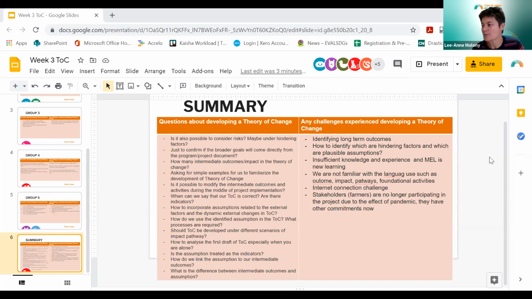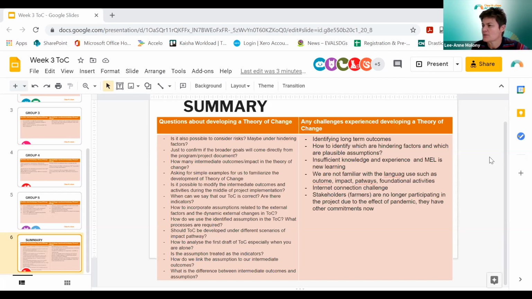How many intermediate outcomes or impacts should there be in a theory of change? There is no set number. I'd say as many as necessary and no more than what's necessary. So you don't need to put lots in there, but you need to put enough that you've sufficiently described the stepping stones from your activities to your broader goals.